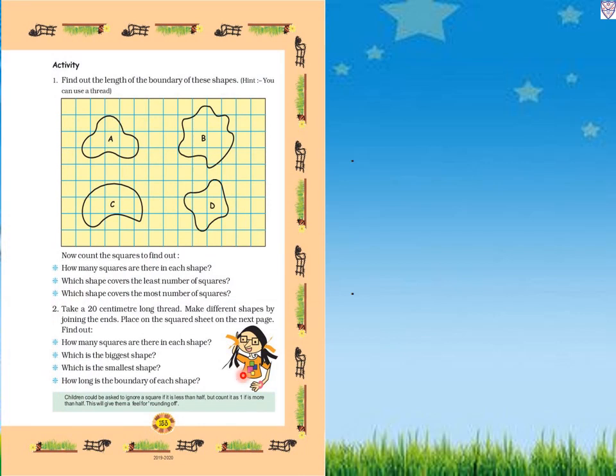Now next page, page number 153. Activity. Find out the length of the boundary of these shapes. Hint, you can use a thread. Now count the squares to find out. Now we have to count the squares of the shapes.